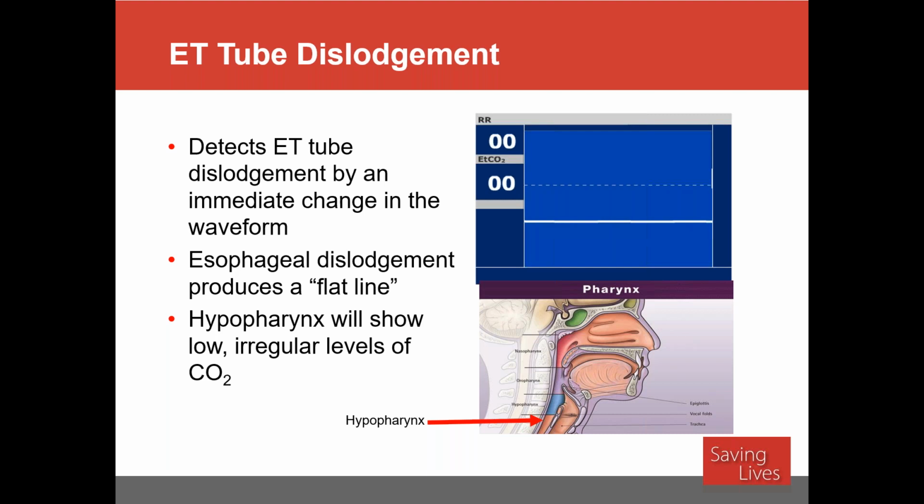Even in cardiac arrest, you should get some sort of a waveform on your capnography. But if that tube has been displaced, into the hypopharynx, which is the area that it gets displaced most often, you'll get a flat line.